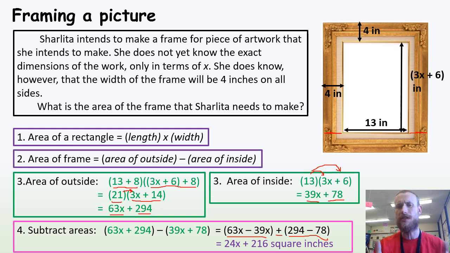63x minus 39x is 24x. Check my work. 294 minus 78 is 216. Check my work. The answer would be 24x plus 216 square inches. And that's the area of the frame she would need to make. There's a lot going on in this problem. So you might want to stop the video and go over it or rewind and see if there's anything that you should check out again.